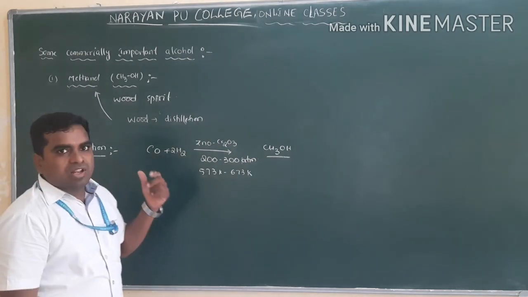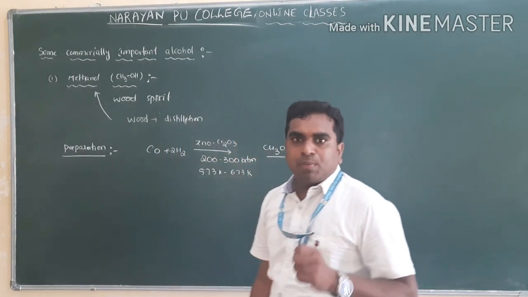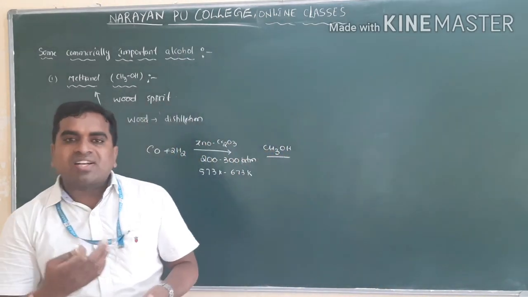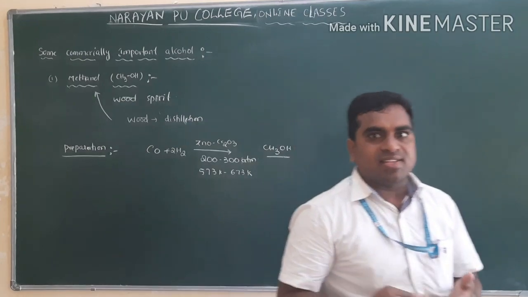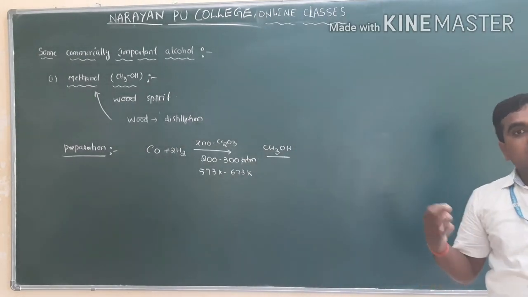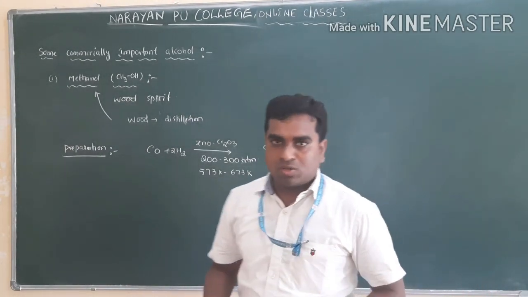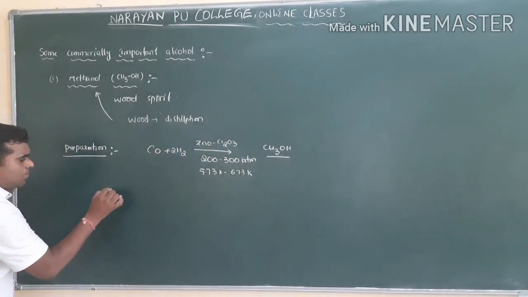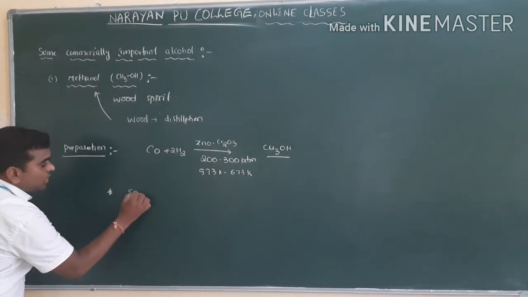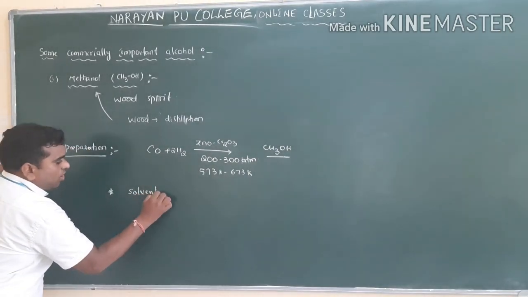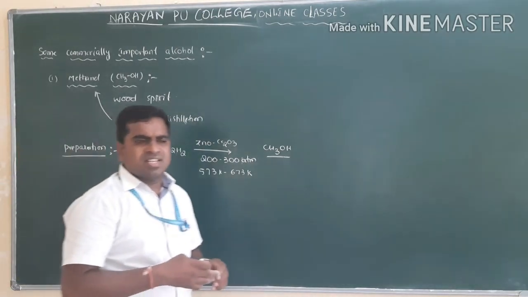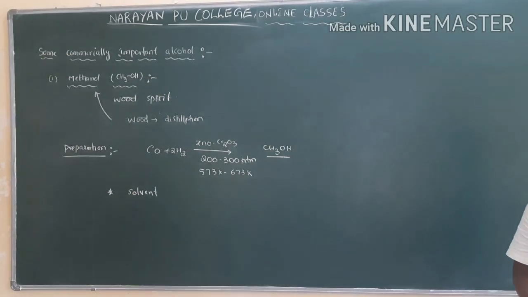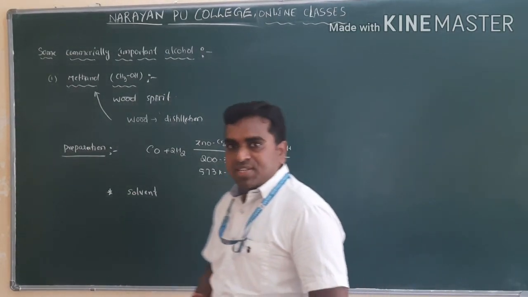This methanol is very poisonous. Ingestion of a small quantity of methanol leads to blindness, while a large quantity can sometimes even lead to death. Clear? Its main use is as a solvent in paints and varnishes, and sometimes it is used for the preparation of formaldehyde also. So this is about methanol.